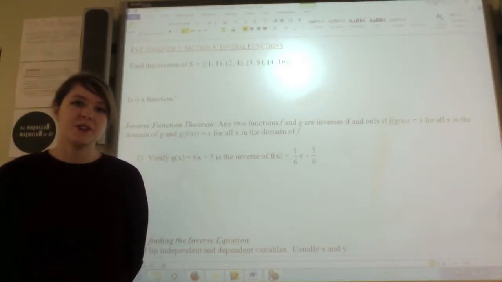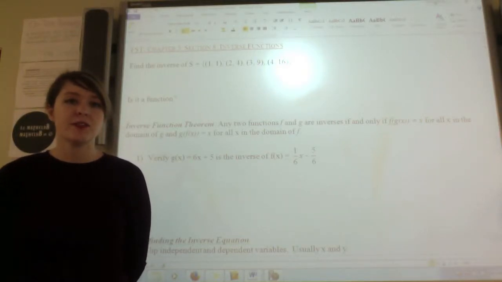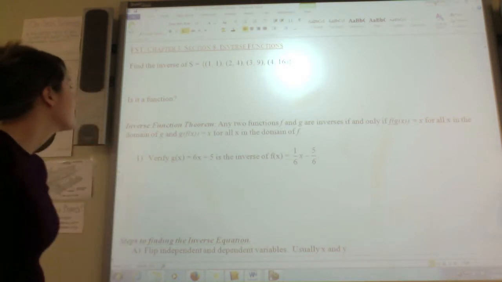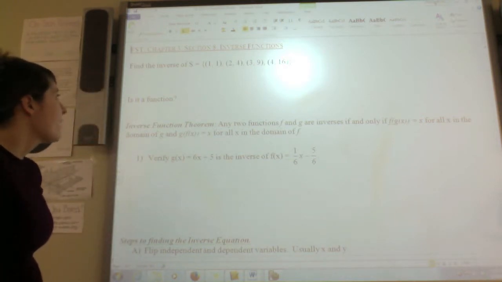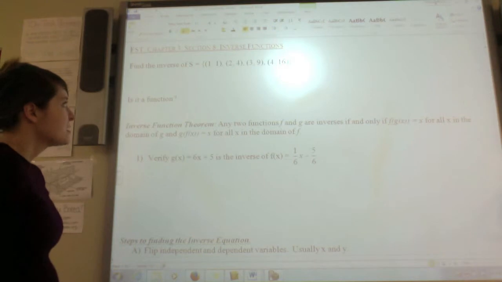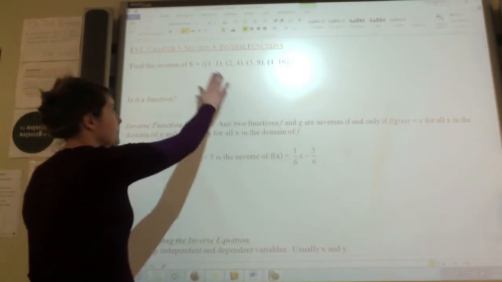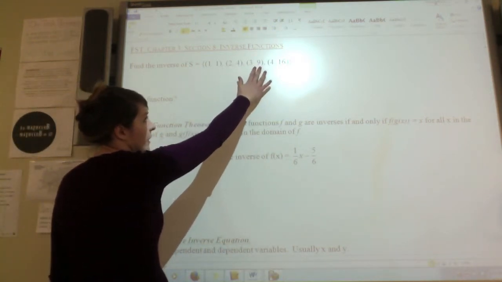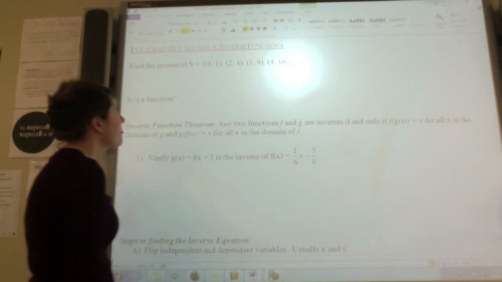Hey guys, today we're doing Chapter 3, Section 8, which is on inverses of functions. So the first question we have is we want to find the inverse of S if S is the set of points (1, 1), (2, 4), (3, 9), and (4, 16).